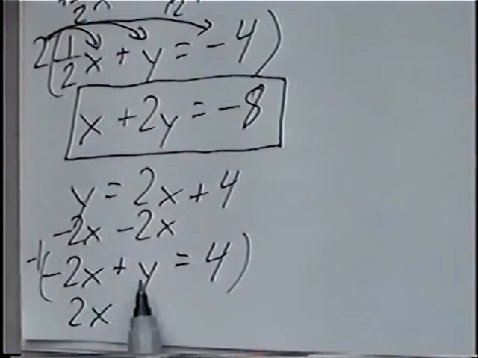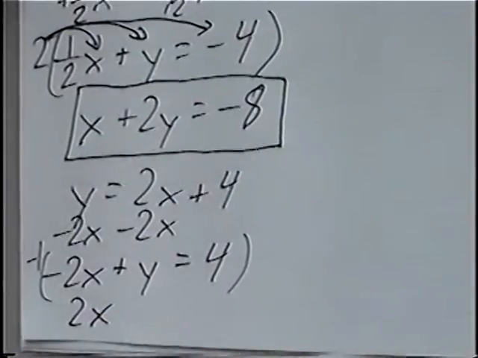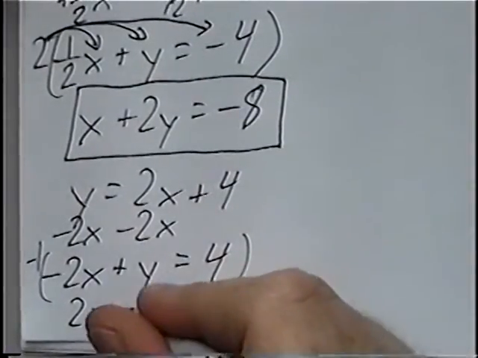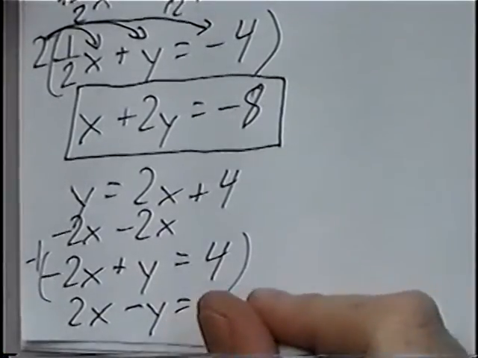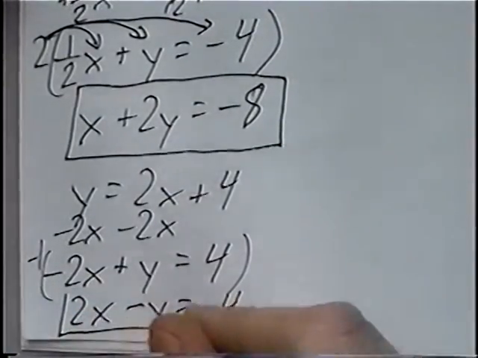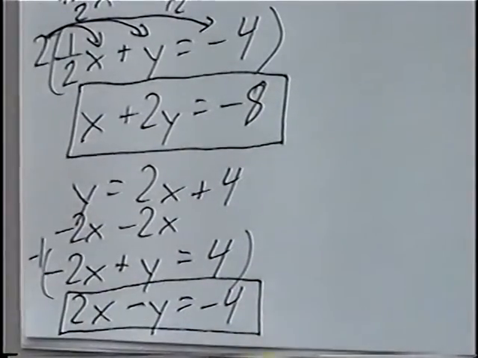And again, we'll multiply negative 1 by each of the terms. Negative 1 times a positive y would be negative y. And negative 1 times 4 would be negative 4. So the final equation, 2x minus y equals negative 4.